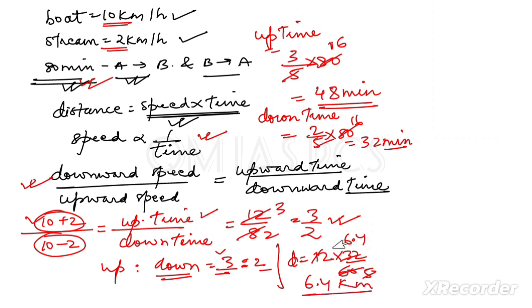So this type of correlation we have to do. Sometimes you have to work with the help of ratio and proportion. Sometimes you have to use the average concept. So you have to understand those concepts also while solving these types of questions. Fine.